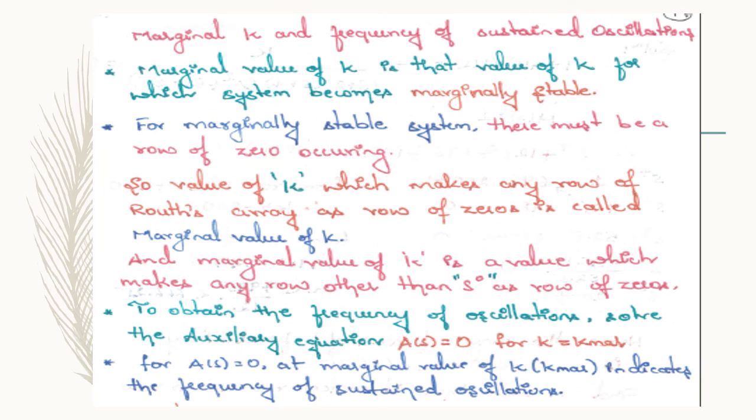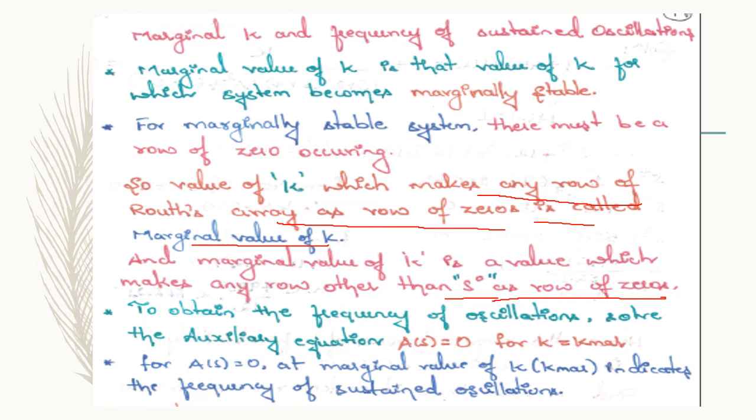The next part is marginal k and frequency of sustained oscillation. The marginal k value is that value of k for which the system becomes marginally stable. For a marginally stable system, there must be a row of 0 occurring. So the value of k which makes any row of the Routh's array a row of zeros is called the marginal value of k. And the marginal value of k is a value which makes any row other than s to the power of 0 a row of zeros. This is a very important sentence.